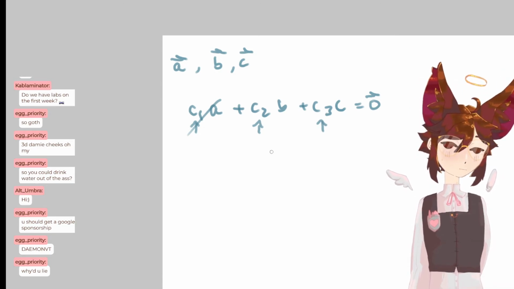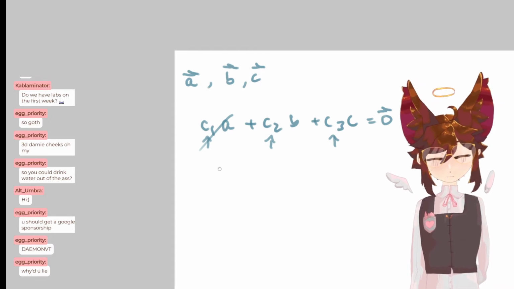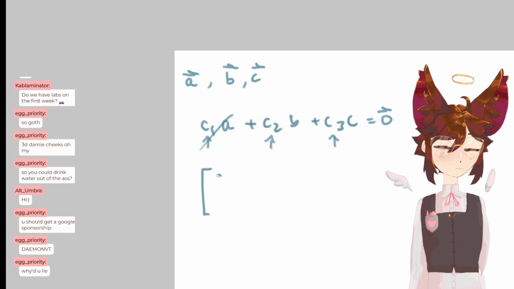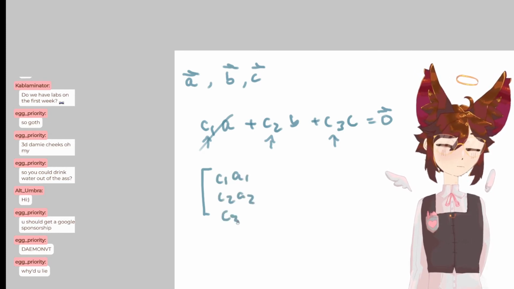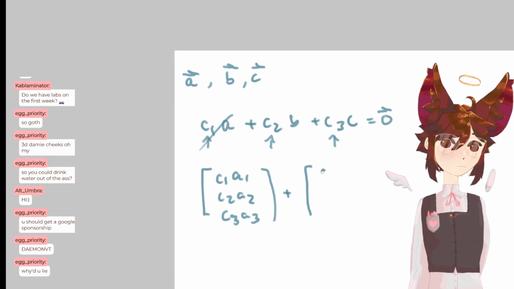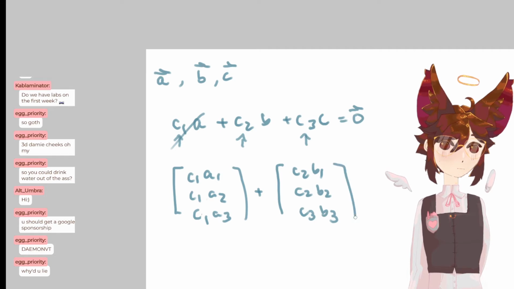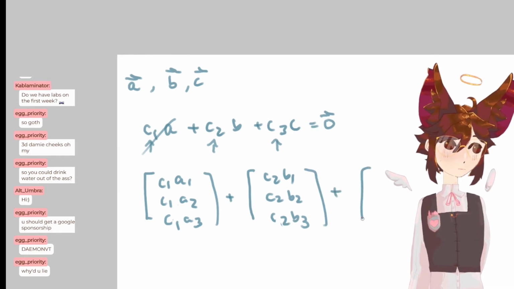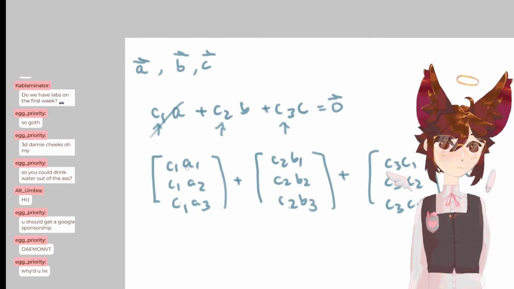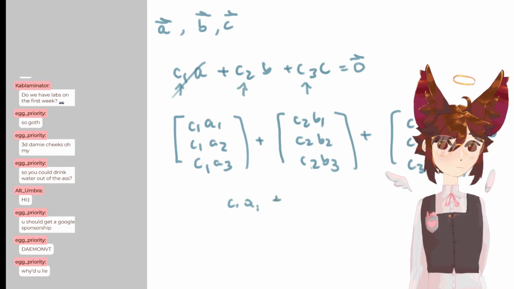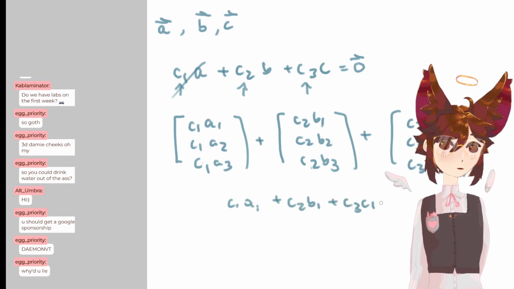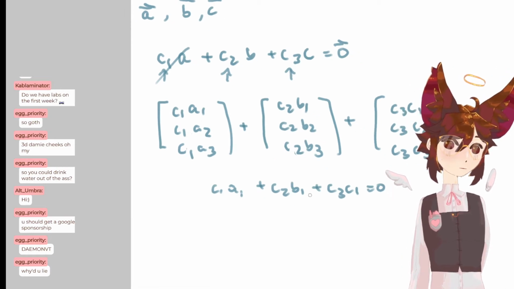Okay, but what this is saying is that this is how you get the matrix. So we're going to turn this into an equation. We'll do C1, A1, C2, A2, C3, A3, plus C2, B1, C2, B2. Why did I change the constant? C3, B3, plus... Okay, equals 0. So now we see that C1A1 plus C2B1 plus C3C1 has to equal 0, and the rest of these also have to equal 0.